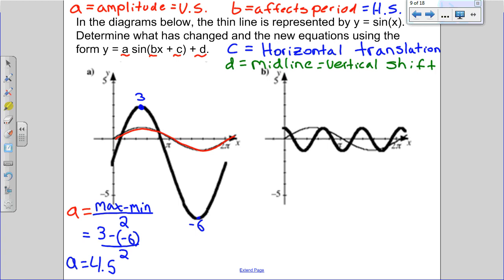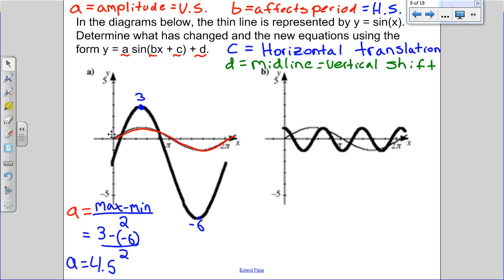Sound good? Any questions on amplitude? Feeling good? All right. Let's try our B variable.